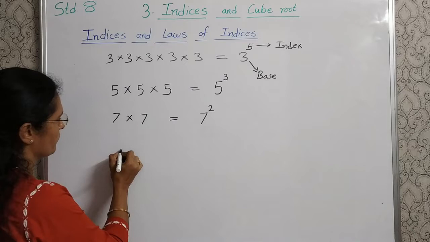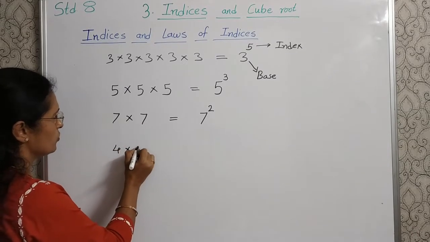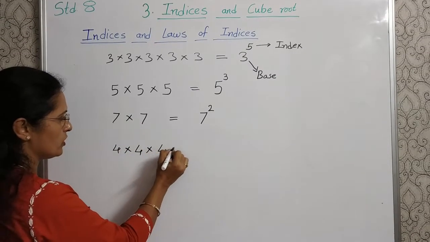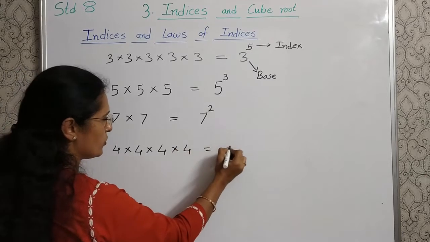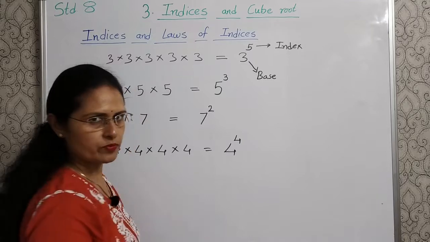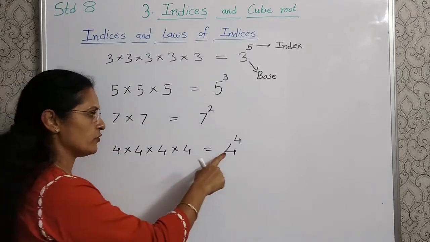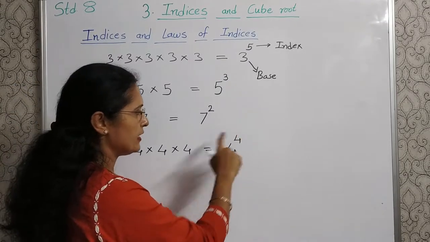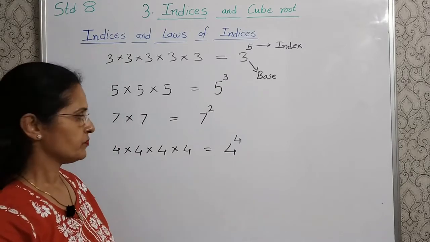If it is 4 into 4 into 4 into 4, 4 times 4, then it will be 4 raised to 4. So it is 4 times 4, therefore base is 4 and index is also 4.